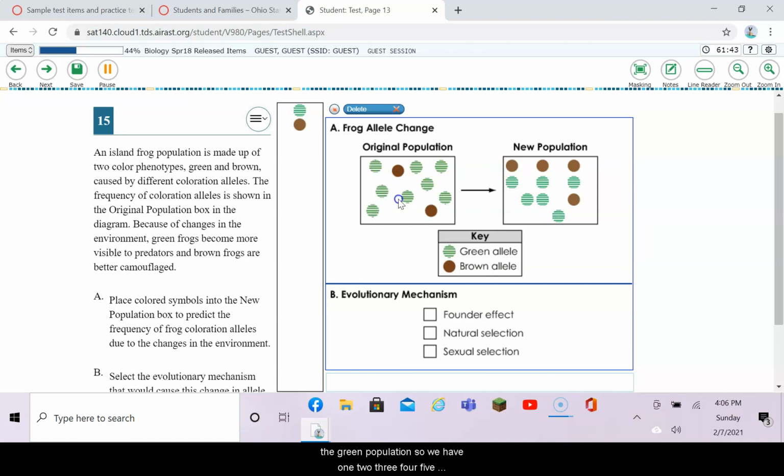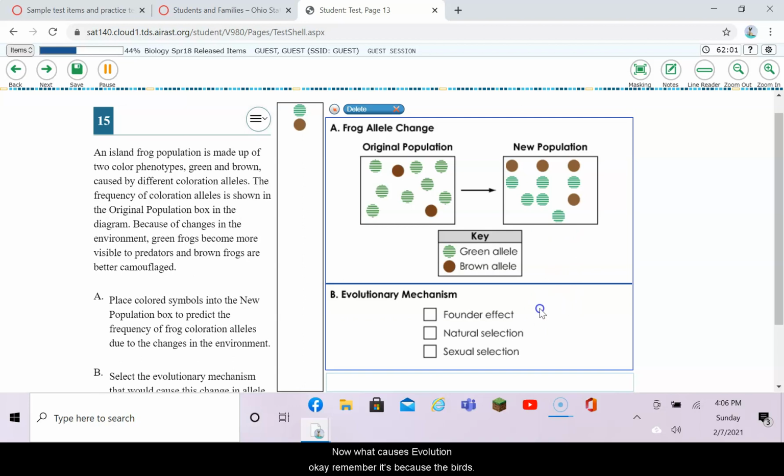So we have 1, 2, 3, 4, 5, 6, 7, 8 over here, 10 over here, and 2 of them are brown. Over here we have 1, 2, 3, 4, 5, 6, 7, 8, 9, 10, and 4 of them are brown. So our allele frequency has changed. That's evolution. Now, what caused this evolution?